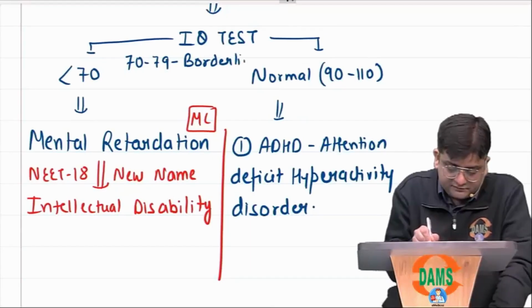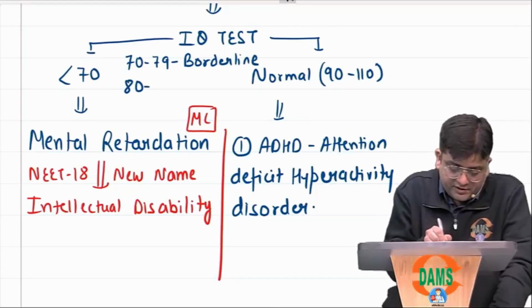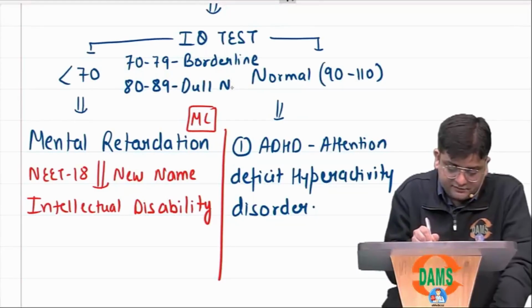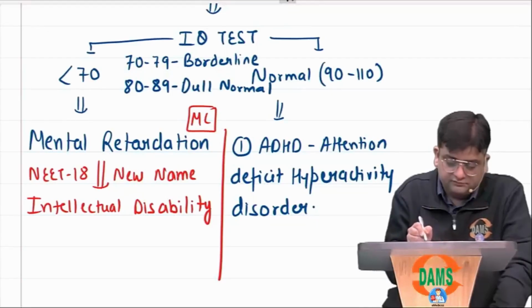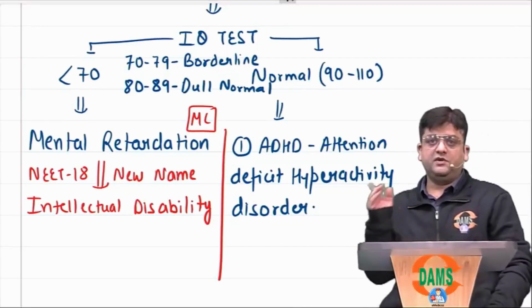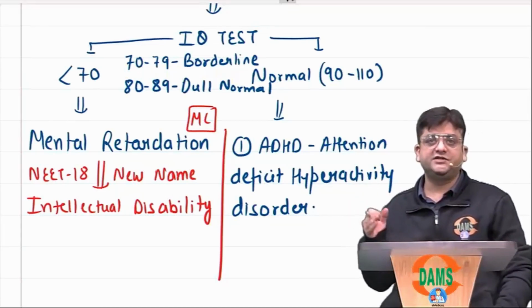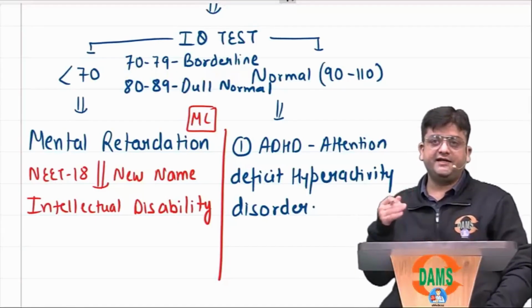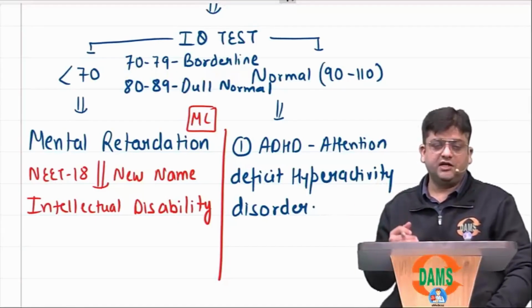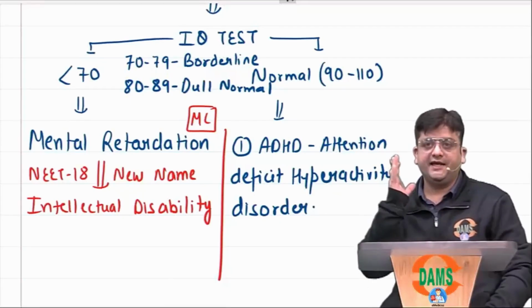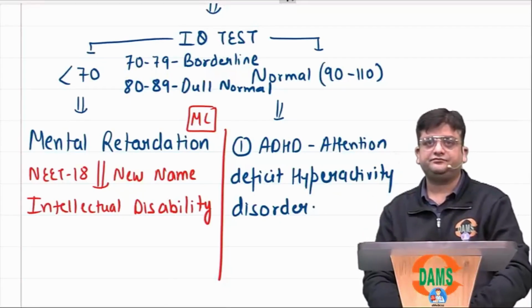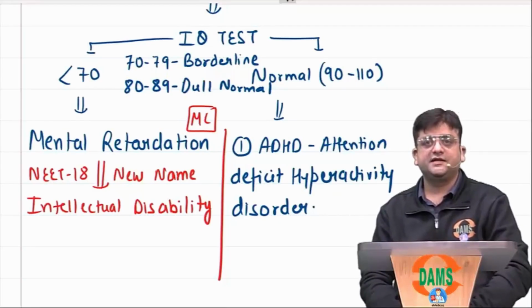So below 70 is called MR. 90 to 110 is called normal. So what is 70 to 90 known as? 70 to 79 is known as borderline and 80 to 89 is known as dull normal intelligence.